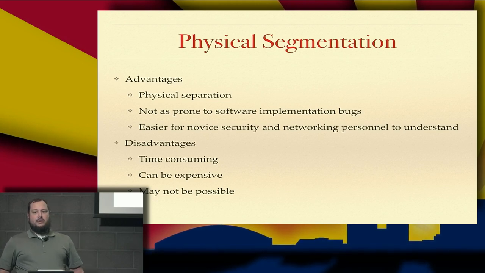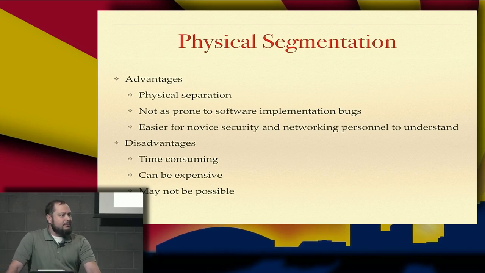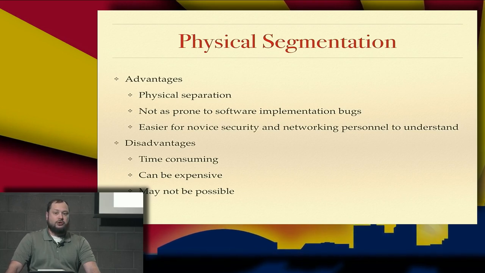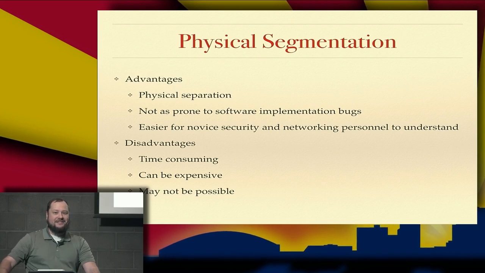The disadvantages, though, is that this can be very time-consuming. You may have to have completely set up multiple sets of switches in order to get these things done, right? If you want true physical segmentation and you've got a VoIP segment that runs to accounting and you've got an accounting segment that runs to accounting, right? Then you need two sets of switches for accounting, just like when Bob's desk phone that sits on the VoIP side and his server access box are physically segmented, right? You need two sets of switches for each one of those. So it can get time consuming and expensive. And it may not actually be possible.